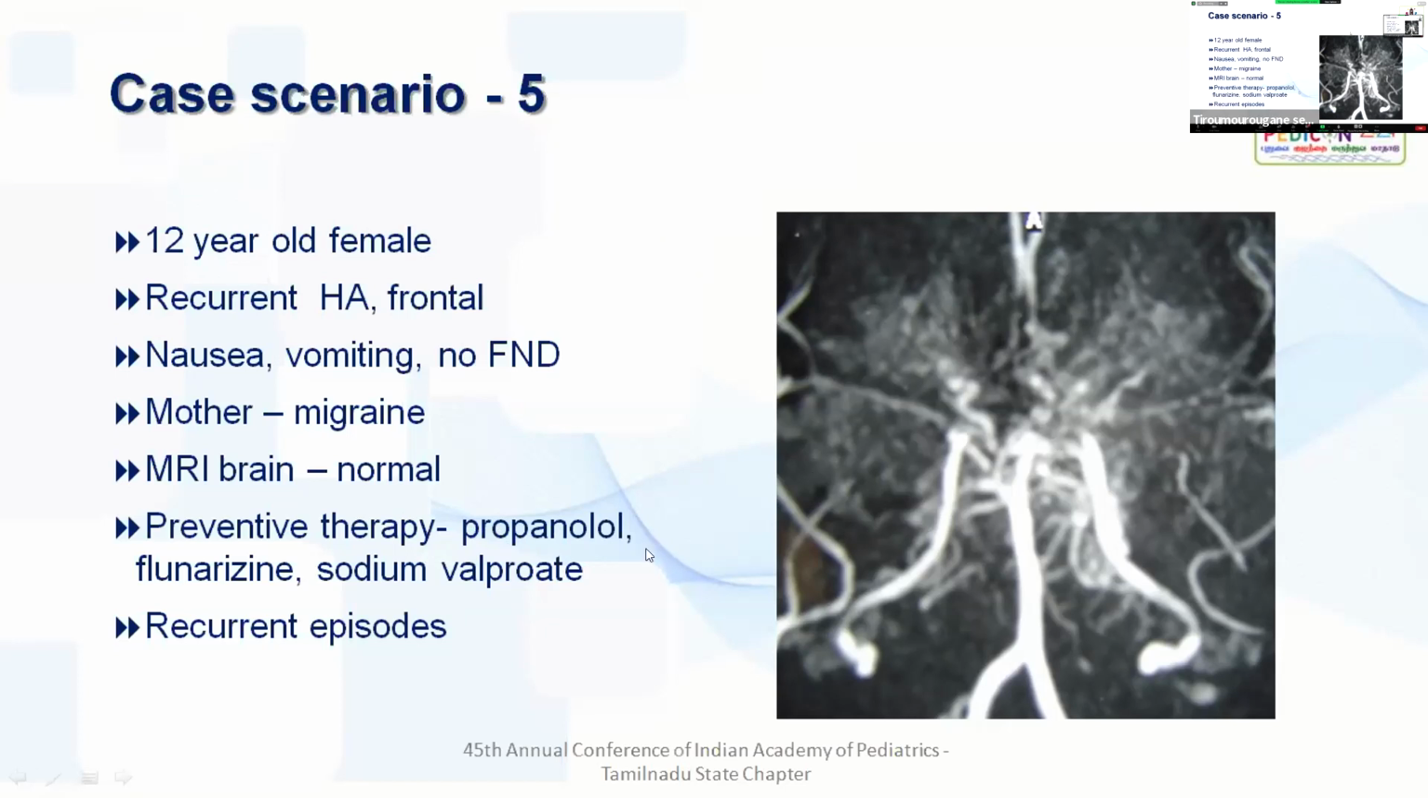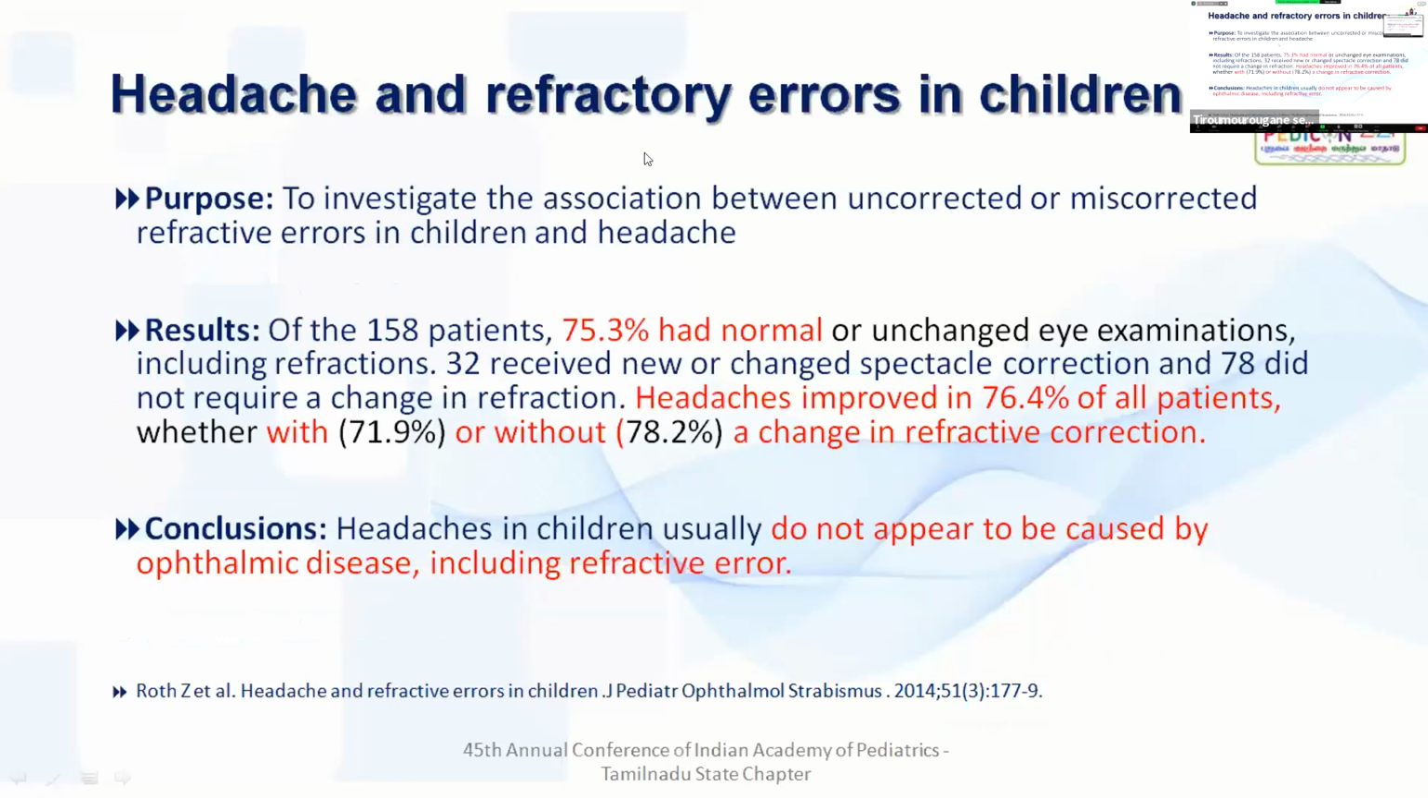So whenever a child has persistent symptoms in spite of our preventive therapy, or there is a change in the type of headache or in the character of the headache, one has to re-evaluate the child. Coming to another myth: whether there is any correlation between a headache and refractory errors.